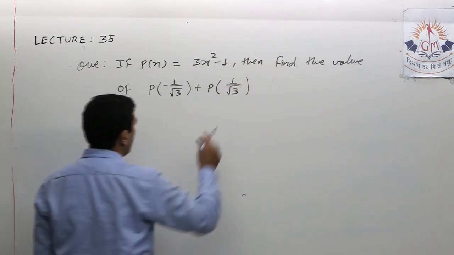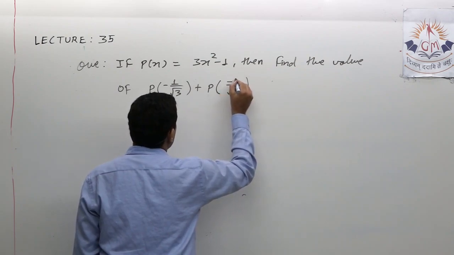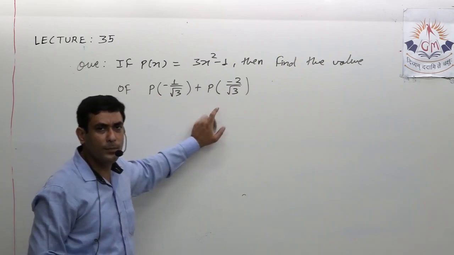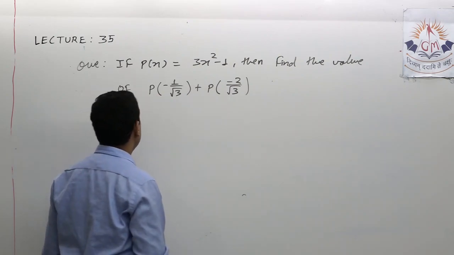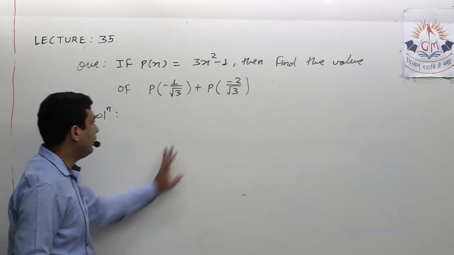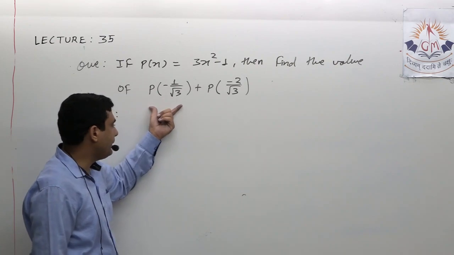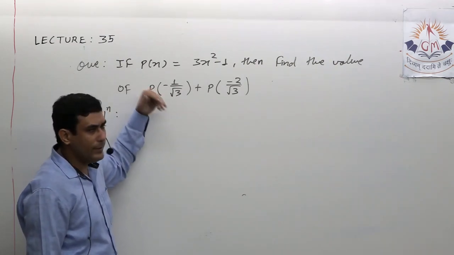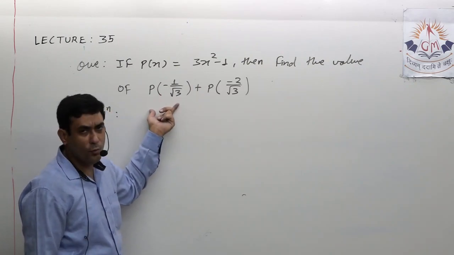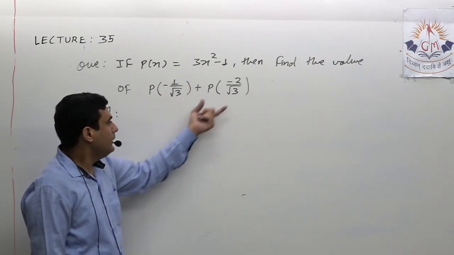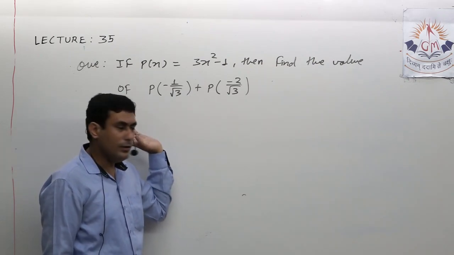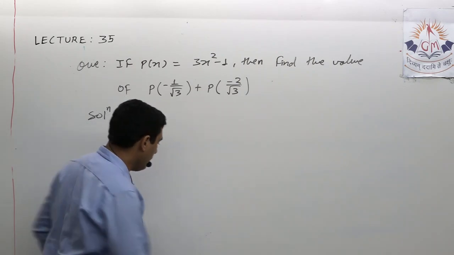Okay, or make it a little different, let it be p of minus 2 by root 3. You have to obtain the value of p of minus 1 upon root 3 plus p of minus 2 upon root 3. You might get confused how to obtain this, but it's very simple. First obtain p of minus 1 upon root 3 as we obtained p of 1, p of 2, p of 4, p of minus 1. Similarly, obtain p of minus 2 upon root 3, and then simply add them.